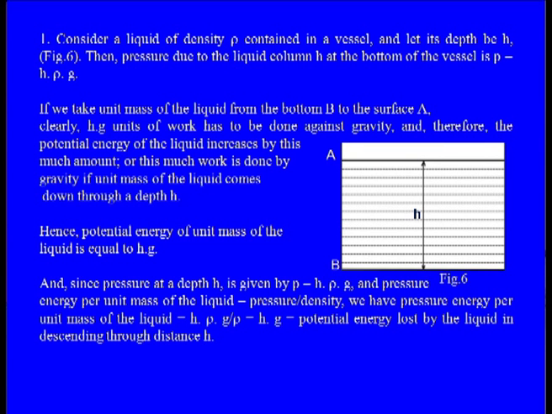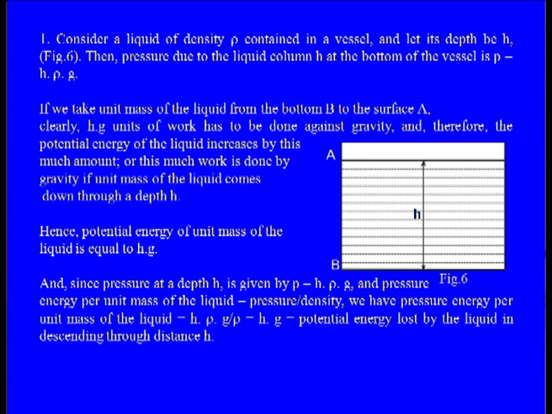Suppose we consider a liquid of density rho contained in a vessel and let its depth be h. Then the pressure due to the liquid column h at the bottom of the vessel will be P equal to h times rho times g, where g is the acceleration due to gravity. So, if you take unit mass of the liquid from the bottom B to the surface A, clearly h times g units of work has to be done against gravity, because you want to bring it from the bottom to the surface A.